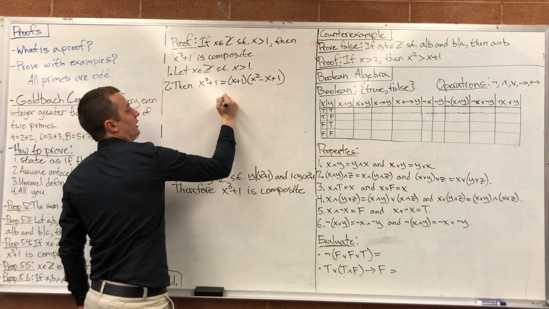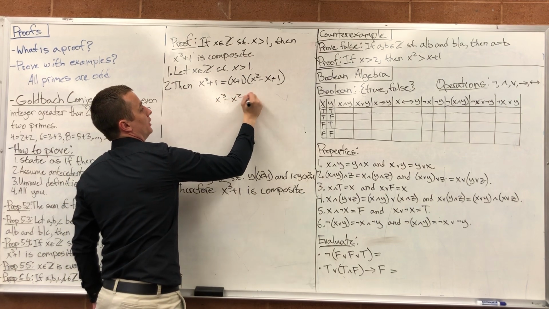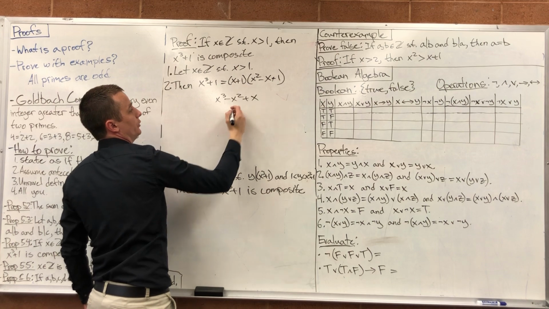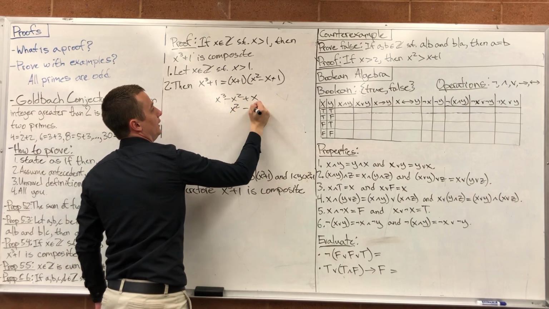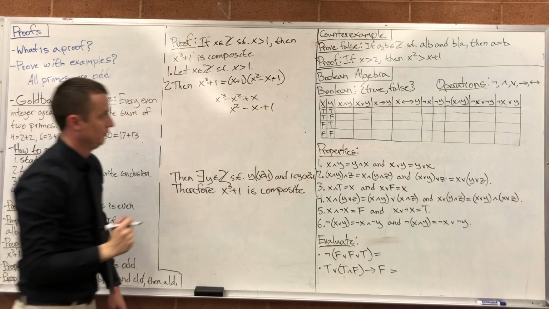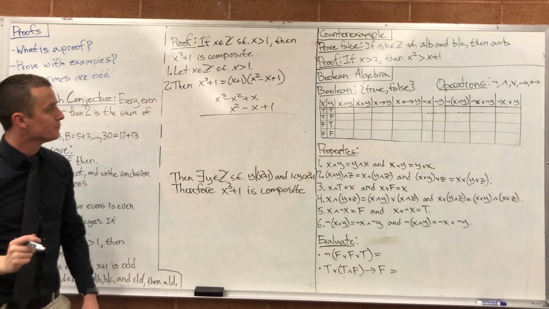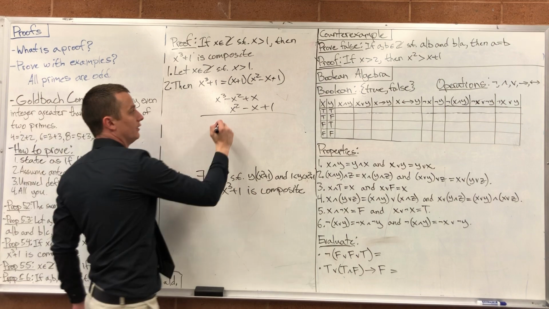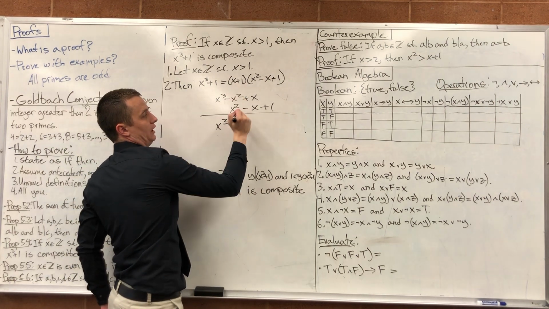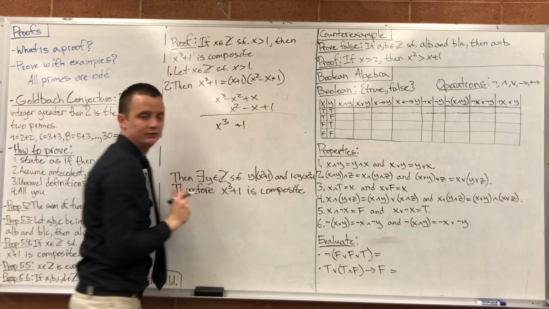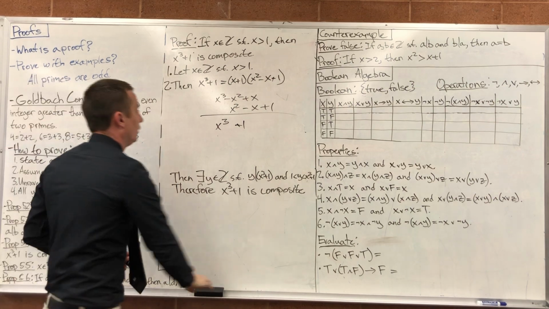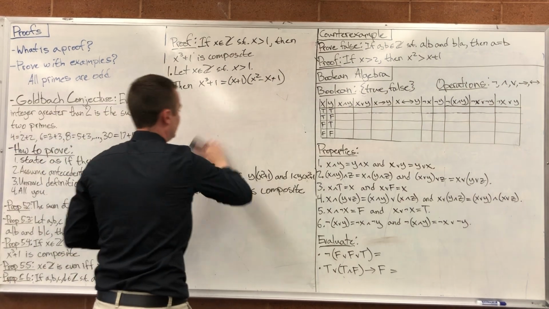Distribute the x through, what do we get? x cubed minus x squared plus x. Distribute the 1 through, what do we get? x squared minus x plus 1. Okay, there we go. Now, when you add them together, you're left with x cubed, those cancel out, plus 1. You see that? Now, we could have just done the synthetic division here.